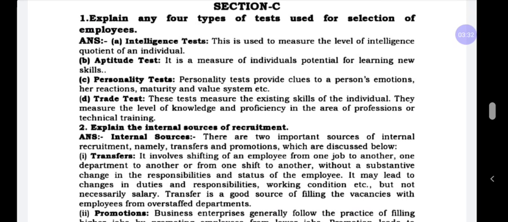That means checking the existing skill in a particular area, profession or technical training. It is called trade test. These are the major tests we use for selecting a candidate in the selection process.